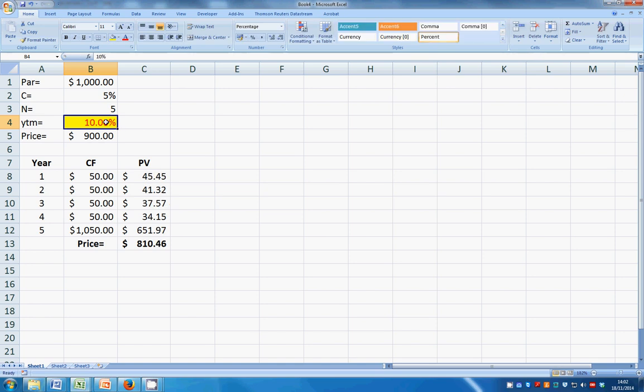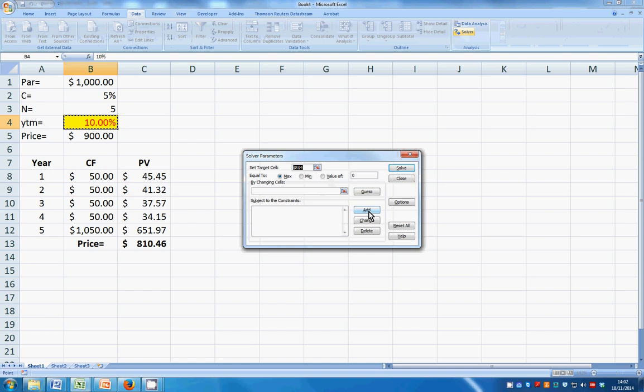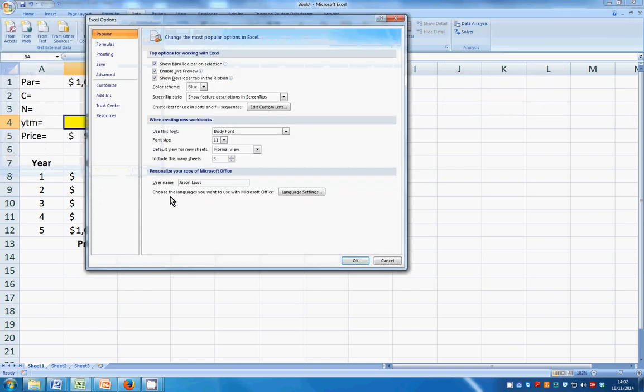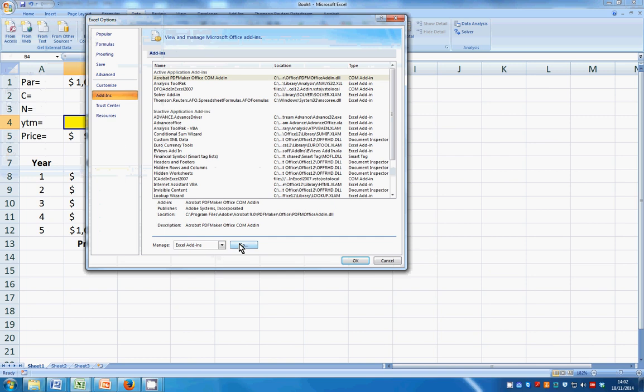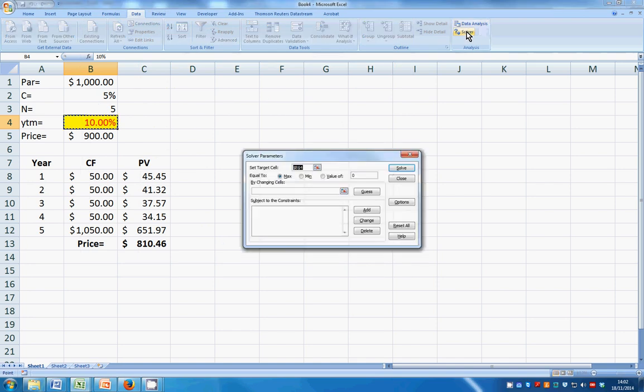Putting that number back, I could use Solver. I'd just go Data, then Solver, and I have a Solver screen. Now if you don't have Solver, you have to click on the Office button, then Excel Options, Add-ins, and make sure that you manage your Excel add-ins, that you've got Solver checked here. So here if I go Data, then Solver, I set this cell here, the price, equal to a value of 900. And I do so by changing this cell here with the yield to maturity.